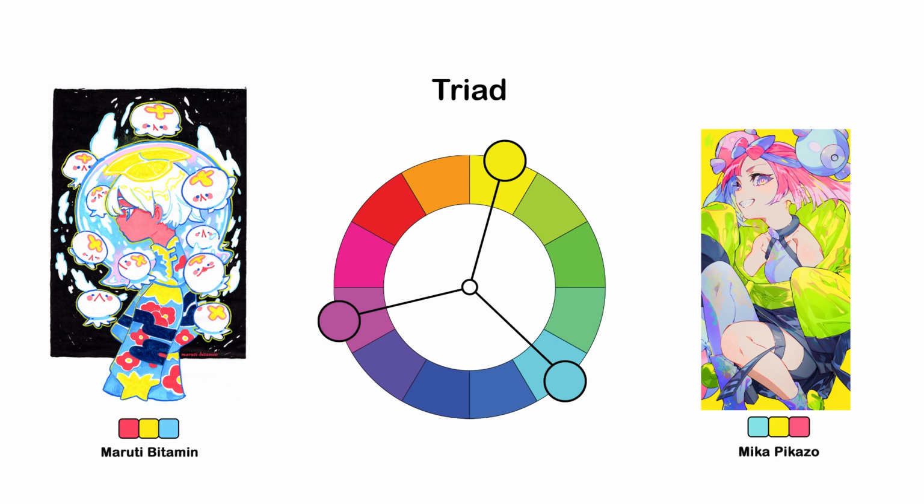Triad harmonies are made up of three colors that are an equal distance from each other on the color wheel. This is where we start getting into the more fun harmonies. Triads are great for vibrant colors from all over the wheel. They use the widest spectrum of the visible range out of what we've seen so far.